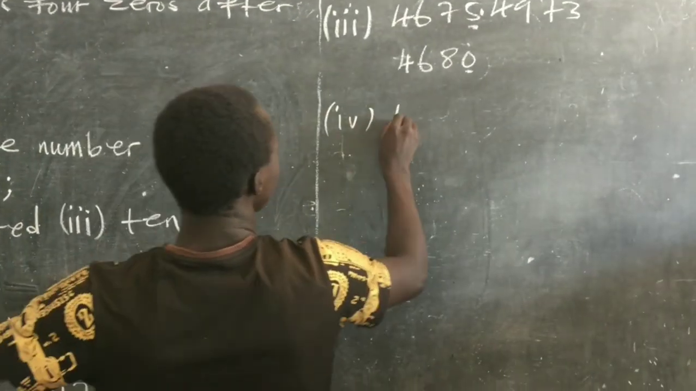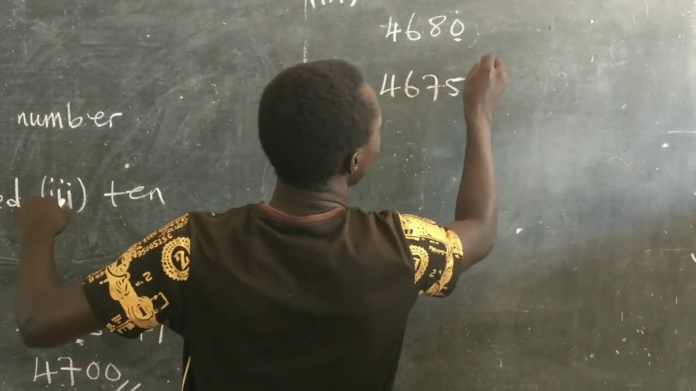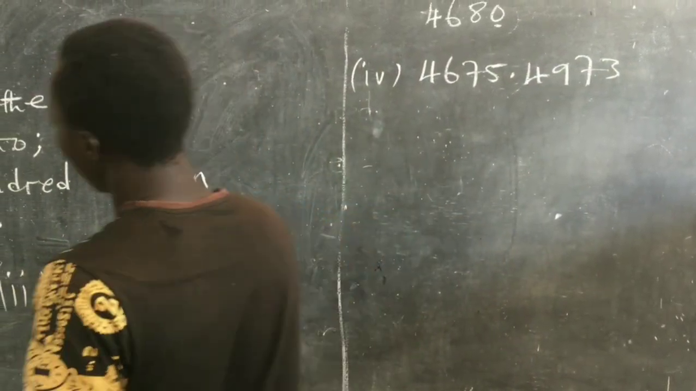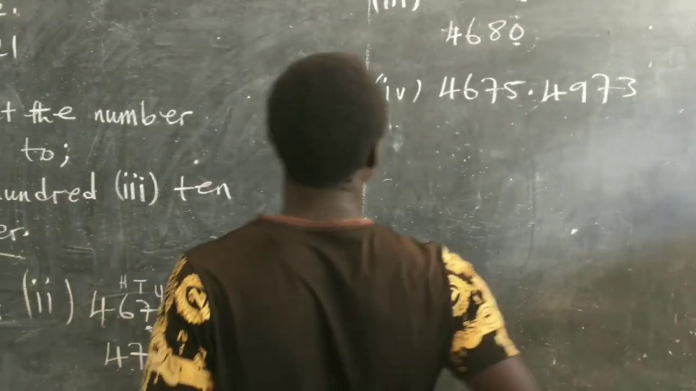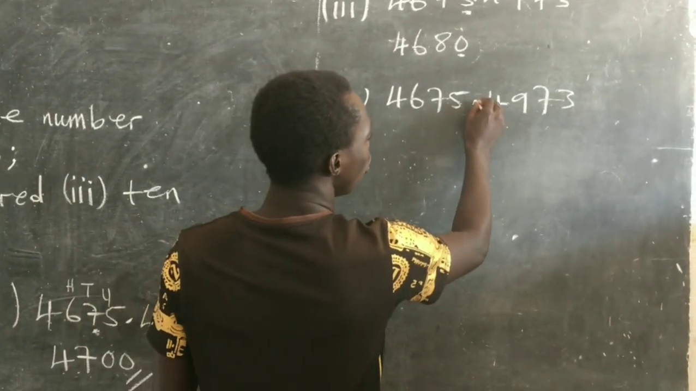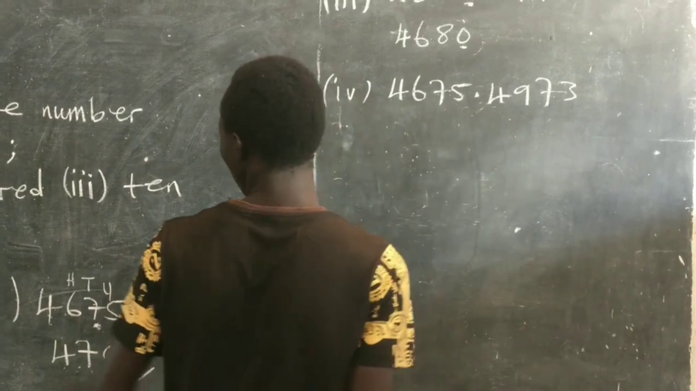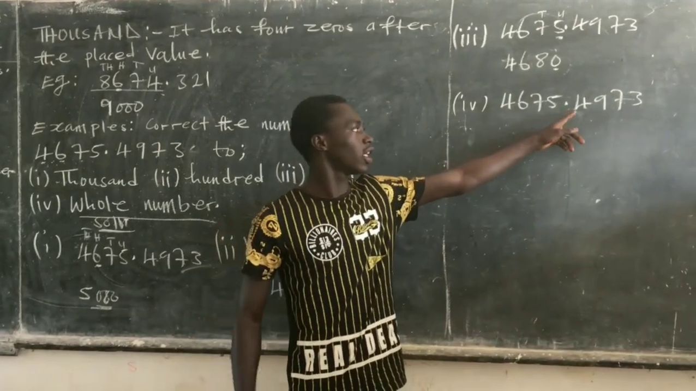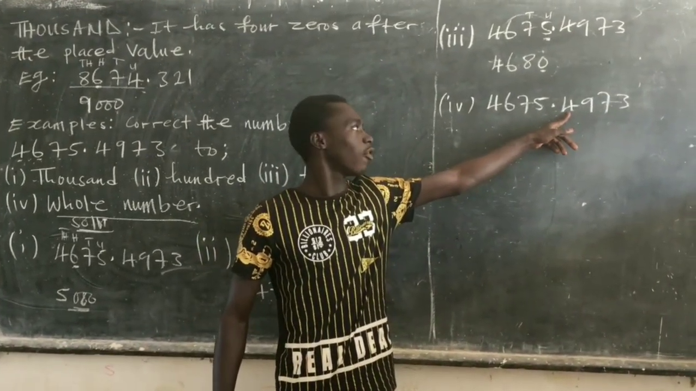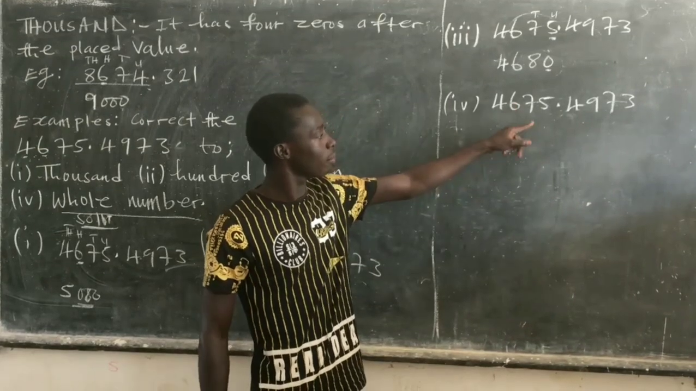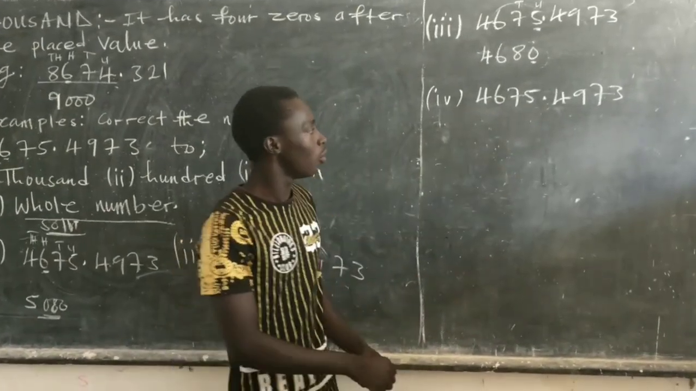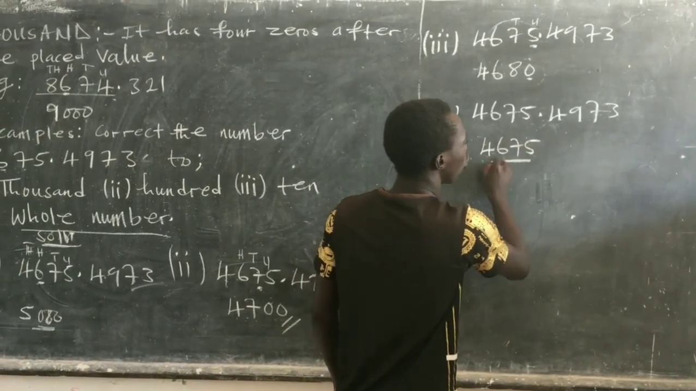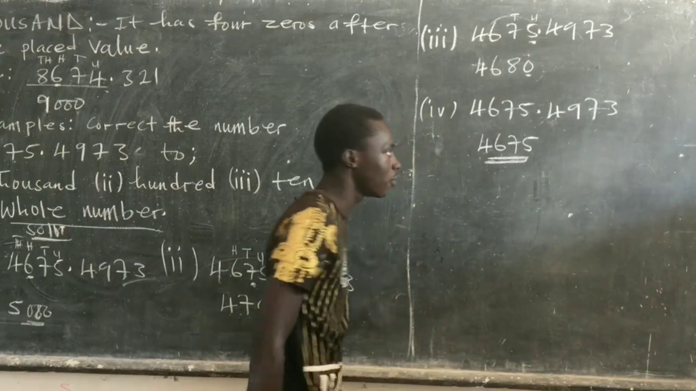Roman figure 4. We have the same number, 4675.4972. So this number to what? To nearest whole number. You look at the number after the decimal point. The number after the decimal point is 4. It is less than 5. So the nearest whole number will be 4675, because this 4 is less than 5. So we have to round down.